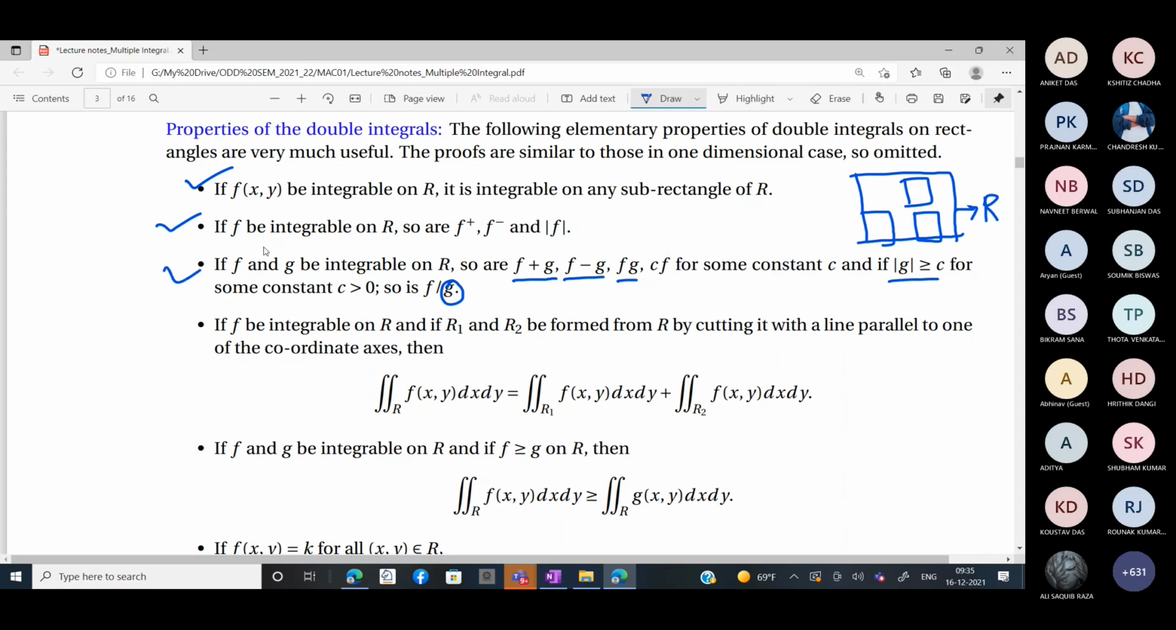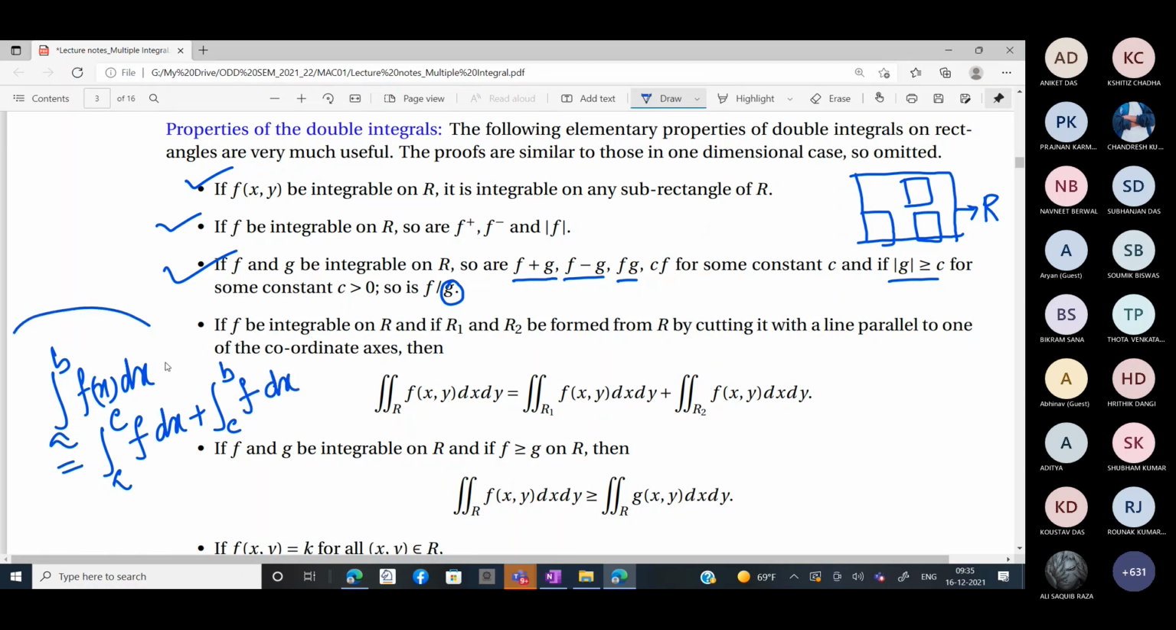If f is integrable on R, and if R1 and R2 are formed from R by cutting it with a line parallel to one of the coordinate axes, then we can write, in one dimension, the integral from a to b of f dx equals the integral from a to c of f dx plus the integral from c to b of f dx, where c is in between a and b. Similarly, here it is R1 and R2. It is divided into two subrectangles, then we can write that.